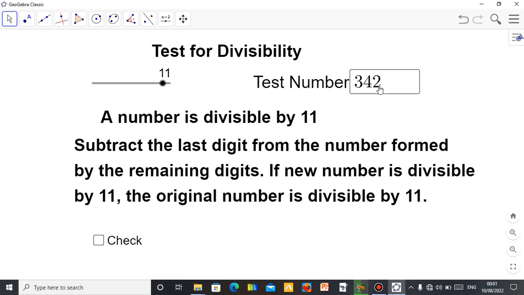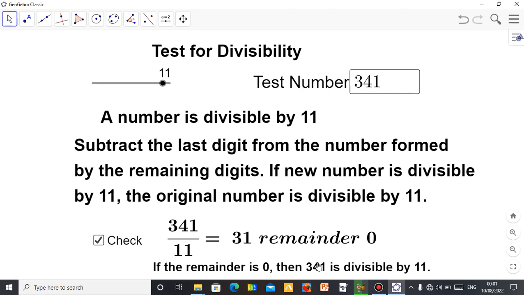Let me try a number that will be divisible by 11. Okay, let's put 1 here. So the last digit is 1. Subtract the last digit from the number: 34 minus 1, that is 33. 33 can divide 11 without a remainder. That means 341 is divisible by 11. If you check, you see remainder 0. So this is how we check if a number is divisible by 11 or not. Just subtract the last digit from the number.